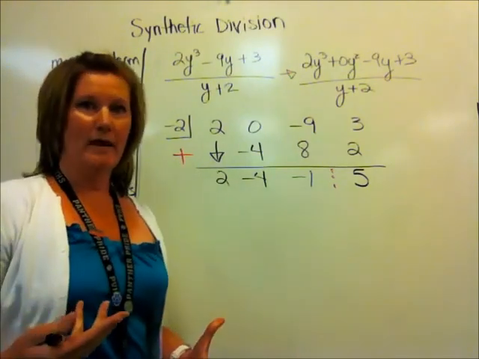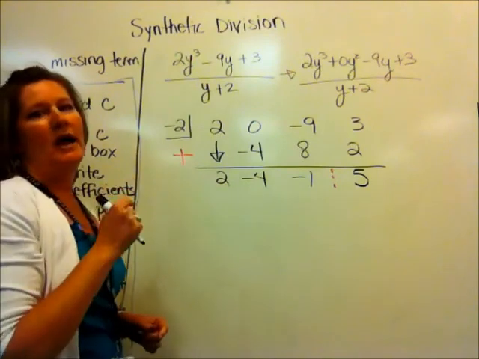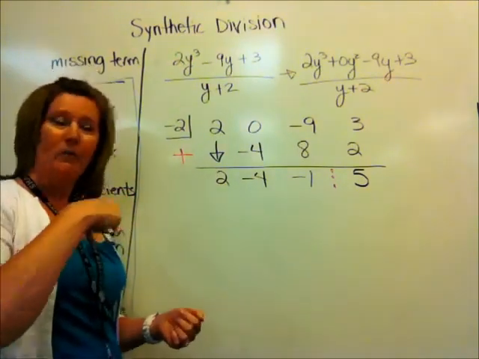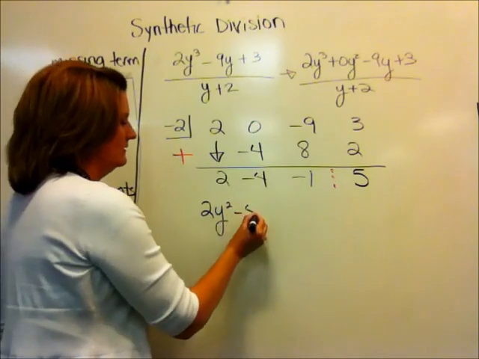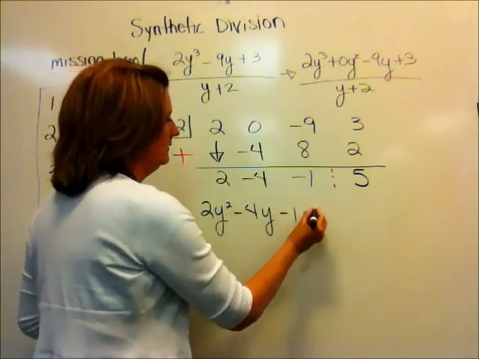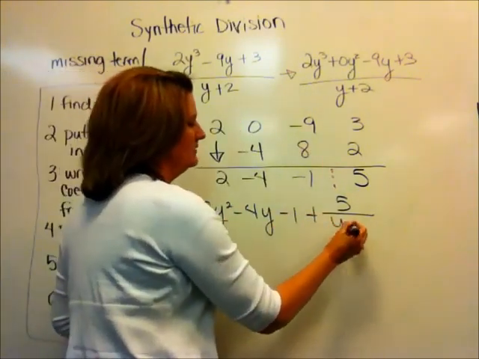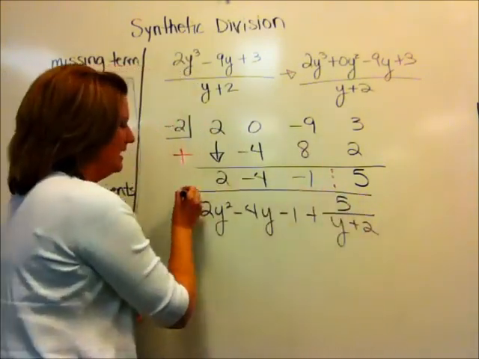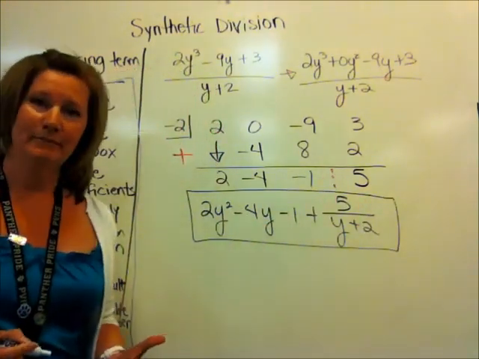So I'm ready to go ahead and write my problem. I'm going to look up here. I had y cubed, so I'm going to go back 1 to y squared. My answer is 2y squared minus 4y minus 1 plus 5, all over that original divisor, which is y plus 2. And guess what? I am finished. So if you have a missing term, that's what it's going to look like.